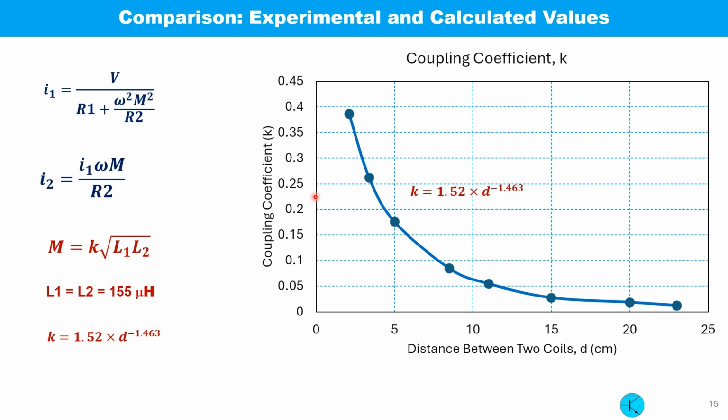Before going into the analysis of two different situations for these two different types of loads, I am bringing the coupling coefficient versus distance plot, which I showed in my previous video. The spreadsheet for the plot also gives me an empirical formula for the distance versus k. K equals 1.52 times d to the power 1.463. Using the value of k, we can get the value of M at various distances, and we are then able to calculate the input and output or the secondary current.